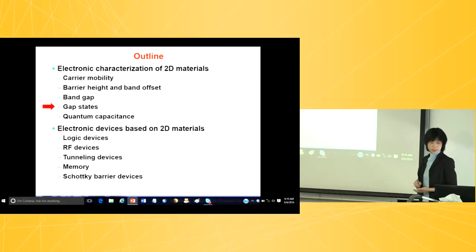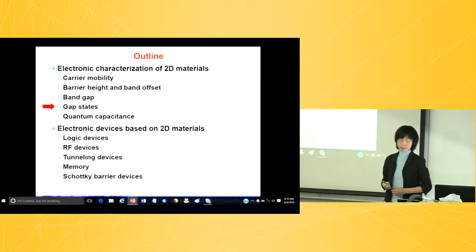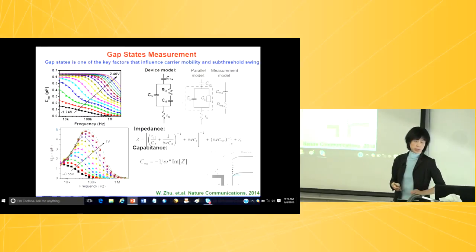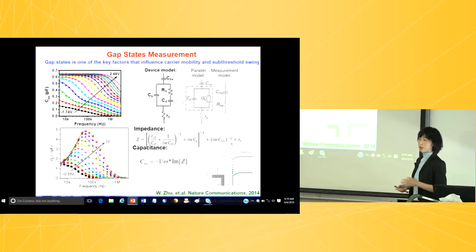So next I will discuss the gap states in TMDC materials. The reason we want to measure gap states is that the charge trapped in the gap states can highly impact the carrier mobilities and other device parameters, such as sub-threshold swings. This is not only important for traditional MOSFET, it is also going to be important for the TFET that we discuss later. These gap states will impact how much off current we're going to have in the MOSFET and the TFET.